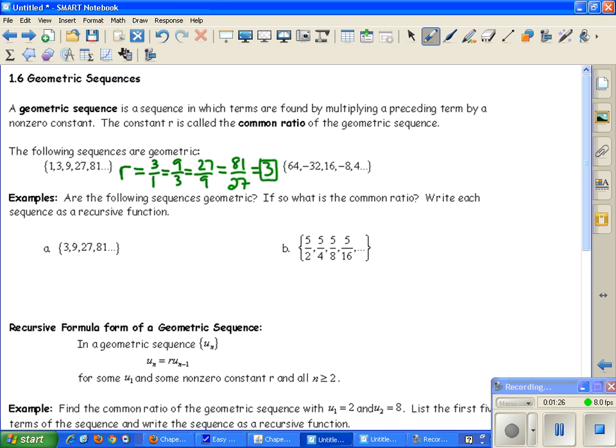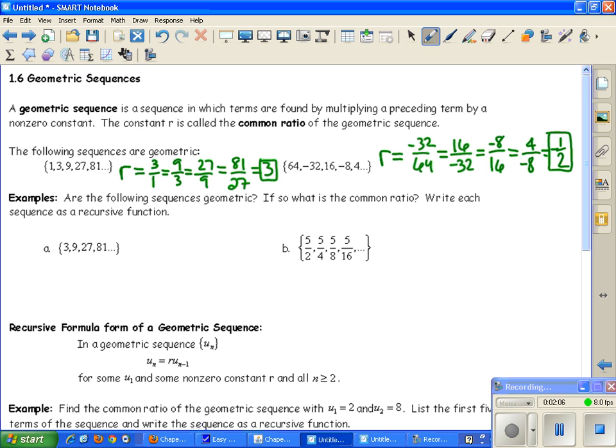So if you look at the second example, the sequence 64, negative 32, 16, negative 8, and 4, we would do the same thing. So for our r value, or common ratio, we would do negative 32 divided by 64. That would have to be equal to 16 divided by negative 32, which also has to be equal to negative 8 over 16, which also has to be equal to 4 divided by negative 8. And if you reduce each of these, they are all equal to the same common ratio, which is negative 1/2. And so since they have a common ratio, we know this is a geometric sequence.